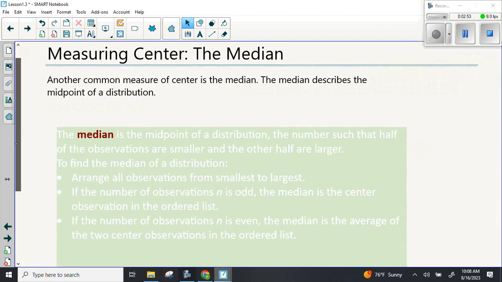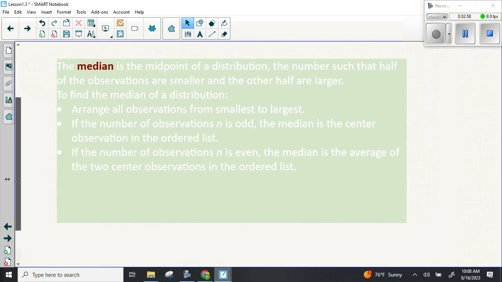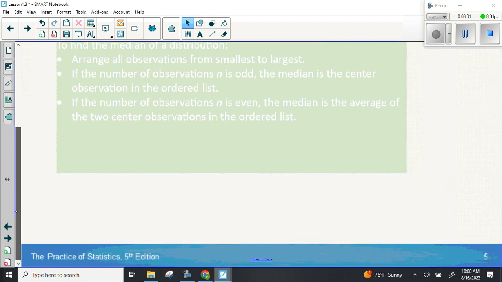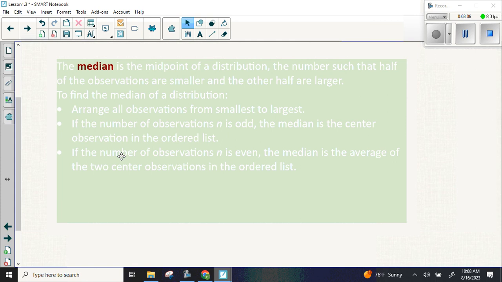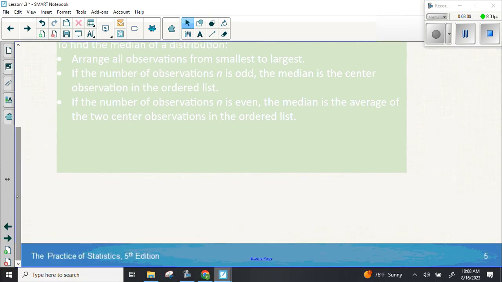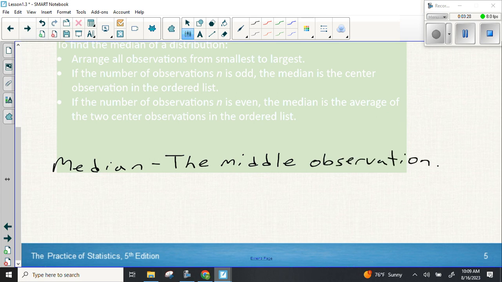The median. It is the center of your observations, so let's just write that down. The median is literally the middle observation. You literally count in.